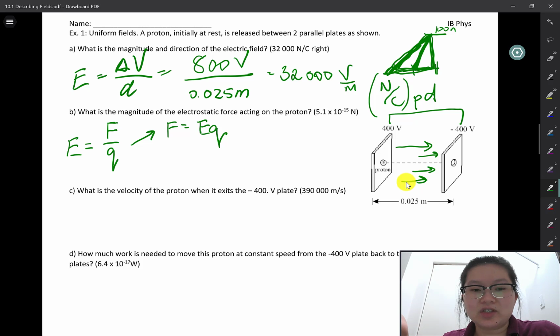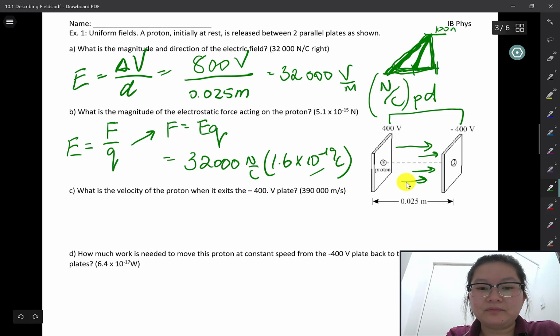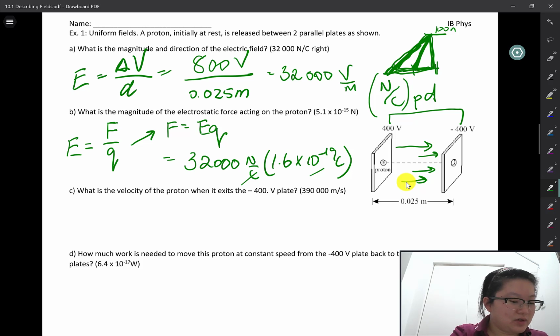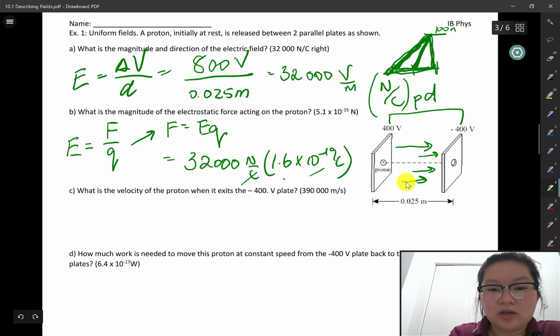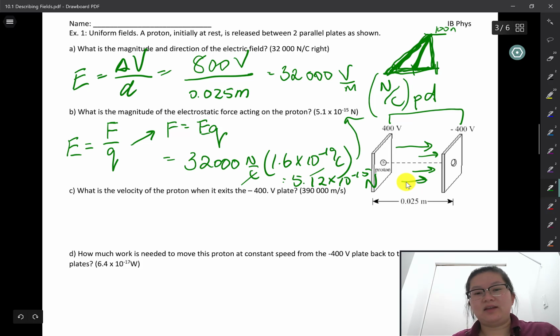So since we know the electric field, and we know that a proton is essentially just an elementary charge, we can go ahead and substitute these in. So that's 32,000 Newton per Coulomb times the elementary charge, 1.6 times 10 to the negative 19 coulombs here. And we just multiply to give us 1.52 times 10 to the power negative 15 newtons, and rounded to 2 sig figs will give us exactly that. Okay? All right, hey, we're moving pretty good here.